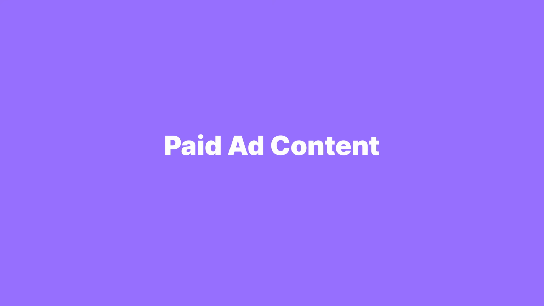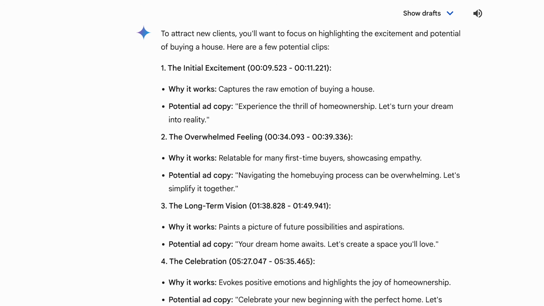Now let's try scan the transcription and give me the timestamps of a clip that will work best as an ad to attract new clients to my business. And there you go. And now you know what clip is going to work the best for an ad if you do want to run an ad. And you can use the keep only this feature that I showed you earlier in this video to create that clip in the Riverside editor.